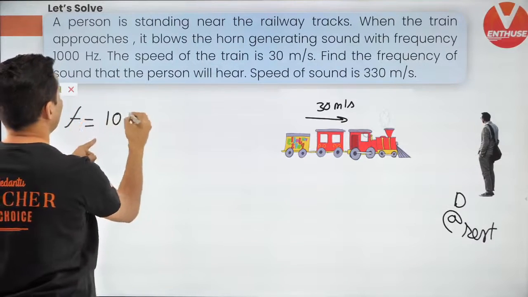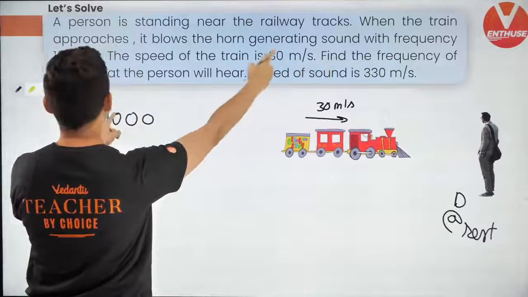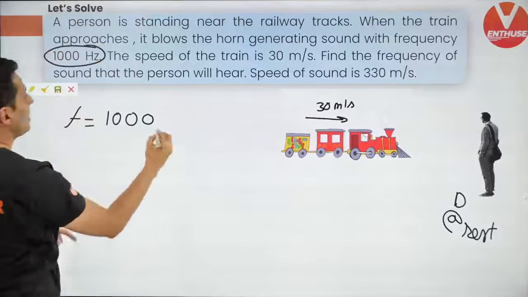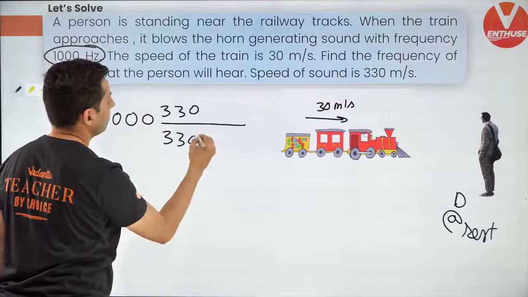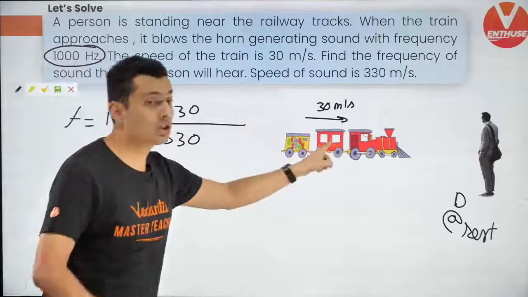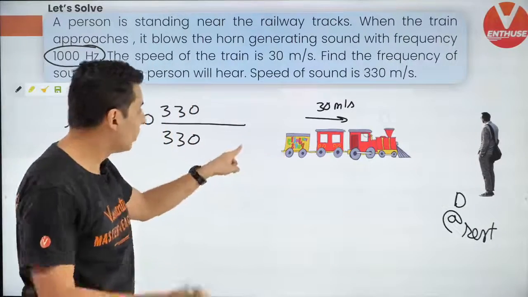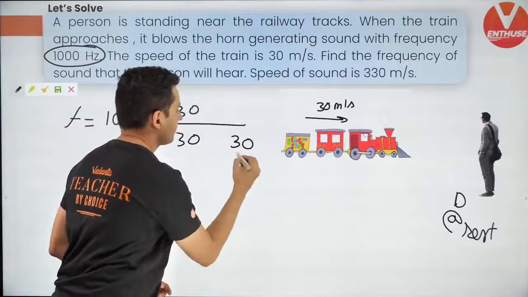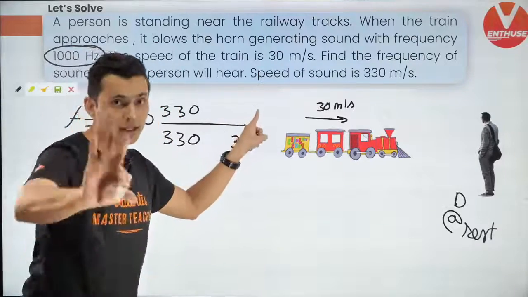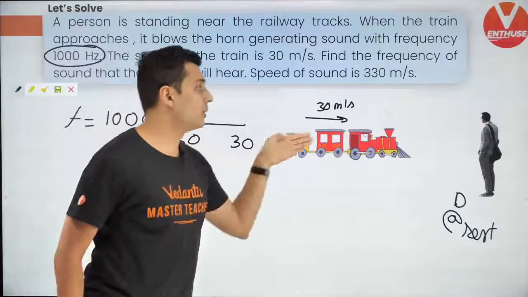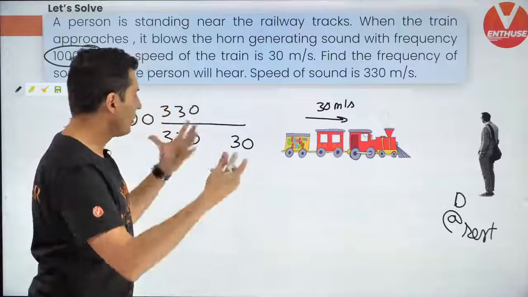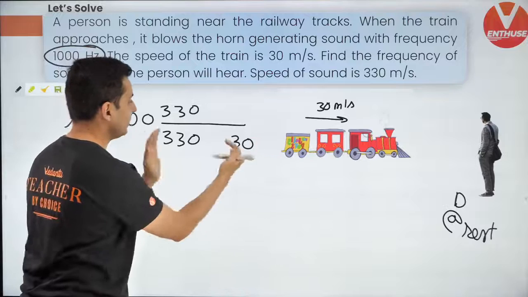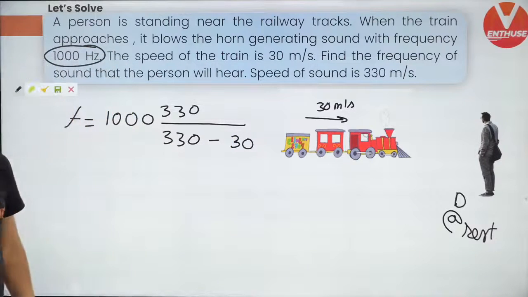F0. What is F0? 1000 hertz. That is given. And the speed of sound is 330. Next, who is moving? Source. Where does the source come? Below, so that means here. Detector is at rest, so nothing over there. Since the source is going towards the detector, the frequency will be more. How do you make more frequency? By reducing the denominator, so minus. That's the answer.